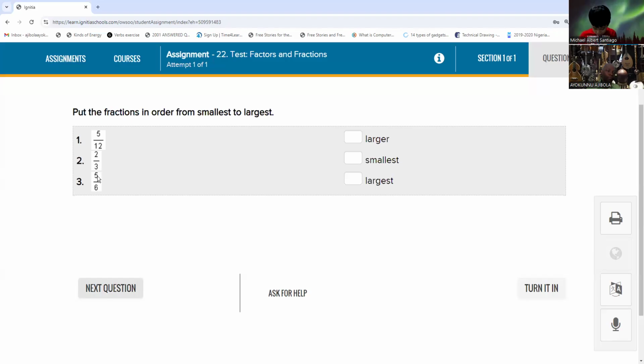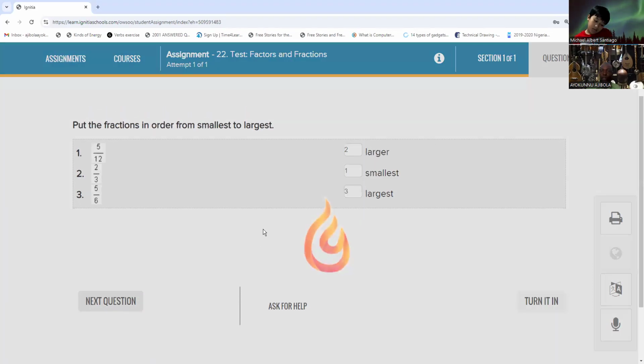Okay? So the first is 5. We have 5, 8, and 10. So the smallest is number 1, while the 2 over 3, which is number 2, is larger than that one. And the largest is number 3, okay? Which means 5 over 6 is the biggest. Okay, then let's go to the next question.